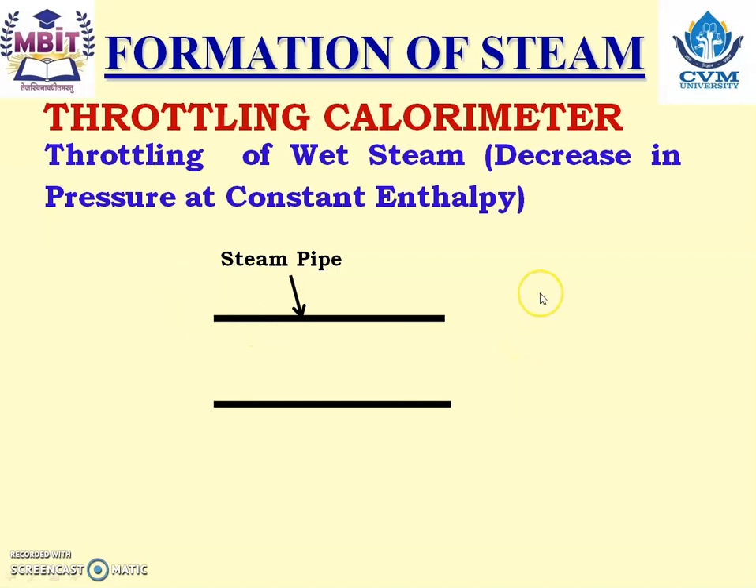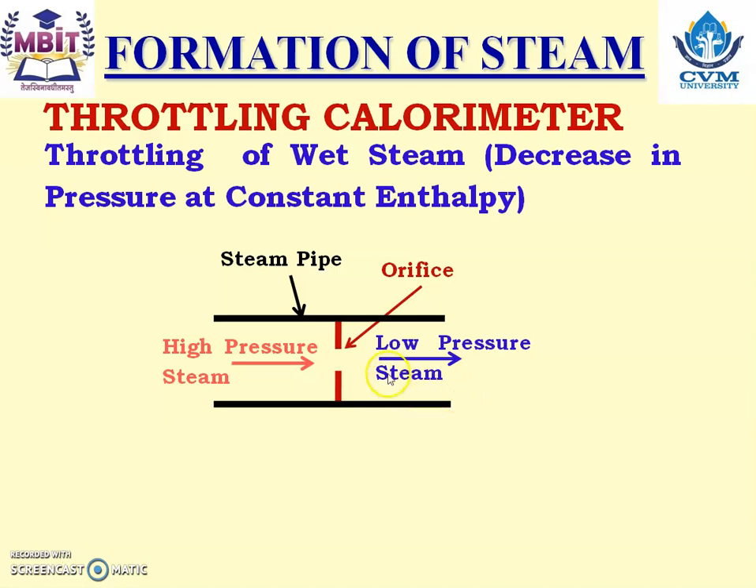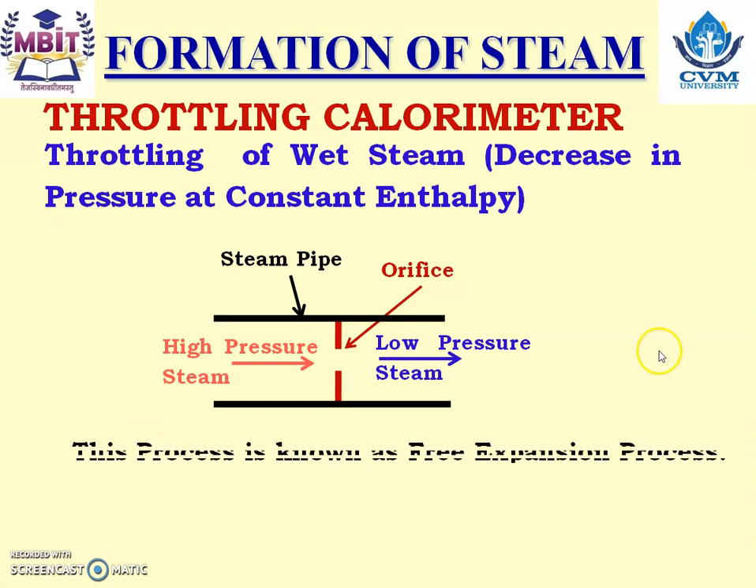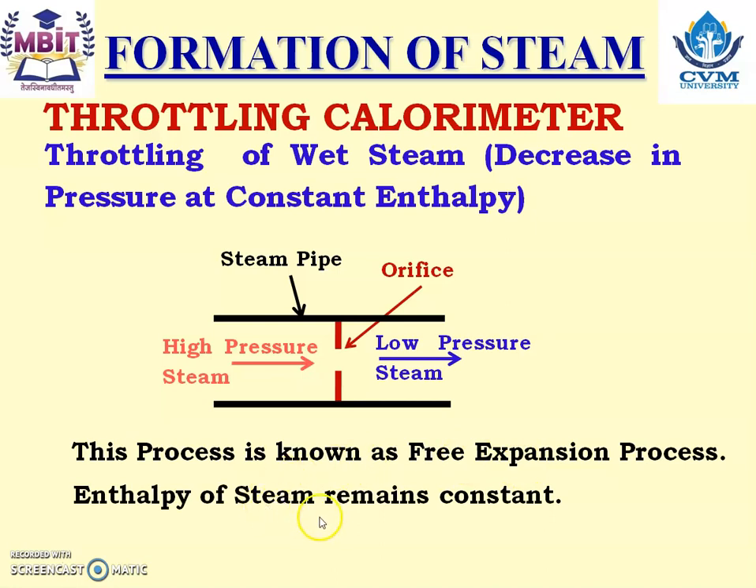Let us say there is a steam pipe and one orifice is there. High pressure steam is passing through the orifice and it becomes low pressure steam. That is known as the throttling process. This process is known as a free expansion process. Whenever the high pressure steam is converted into low pressure steam, the enthalpy of steam remains constant.